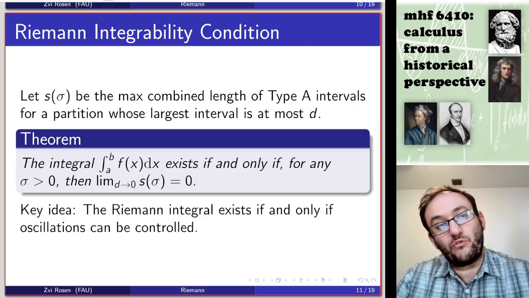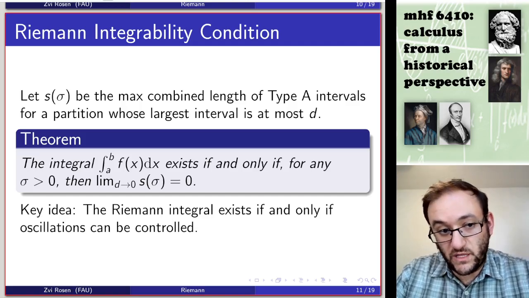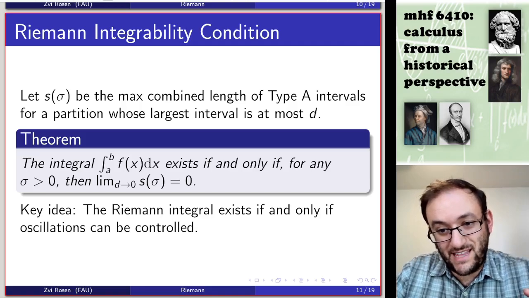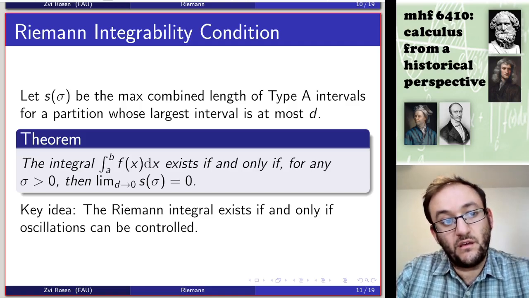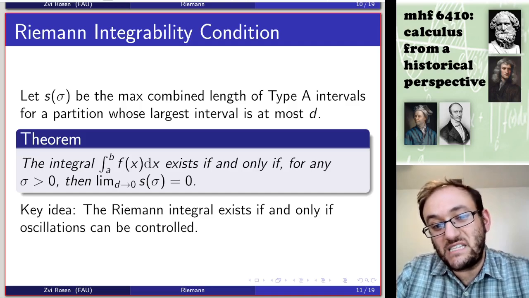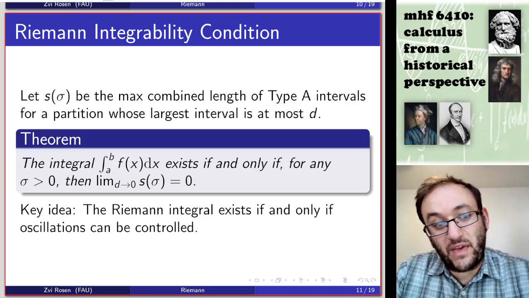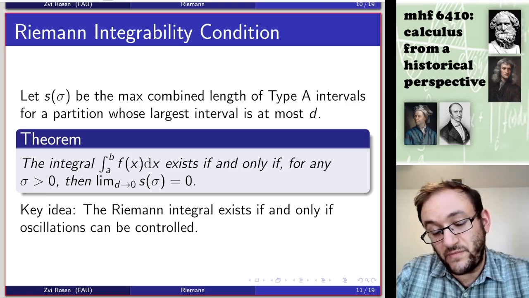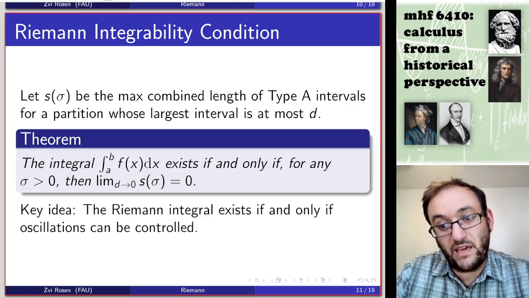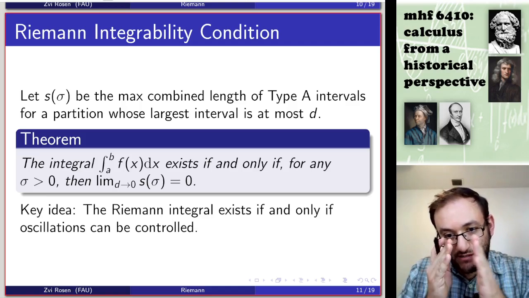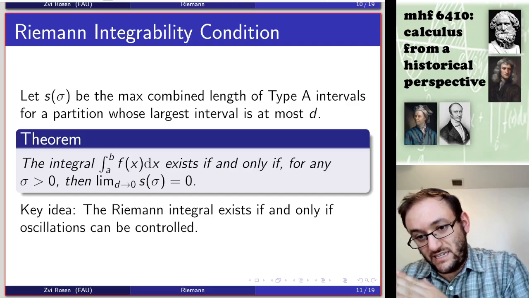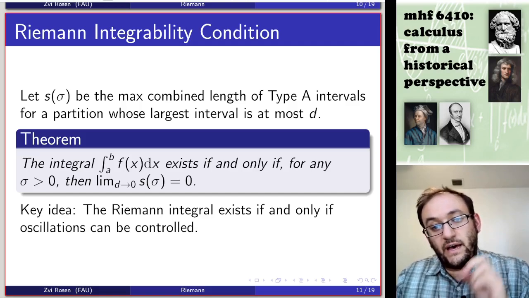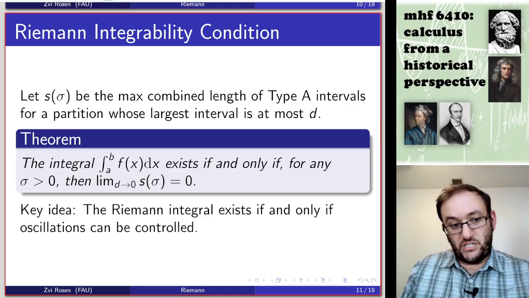Okay, so Riemann's integrability condition was as follows. We're going to let S of sigma, where sigma again is that permitted oscillation, S of sigma will be the maximum combined length of type A intervals for any partition whose largest interval has size at most d. Meaning we're bounding all of these little sub-intervals by d, and then we're counting how many of those subintervals is type A, and we're doing this for all possible partitions.